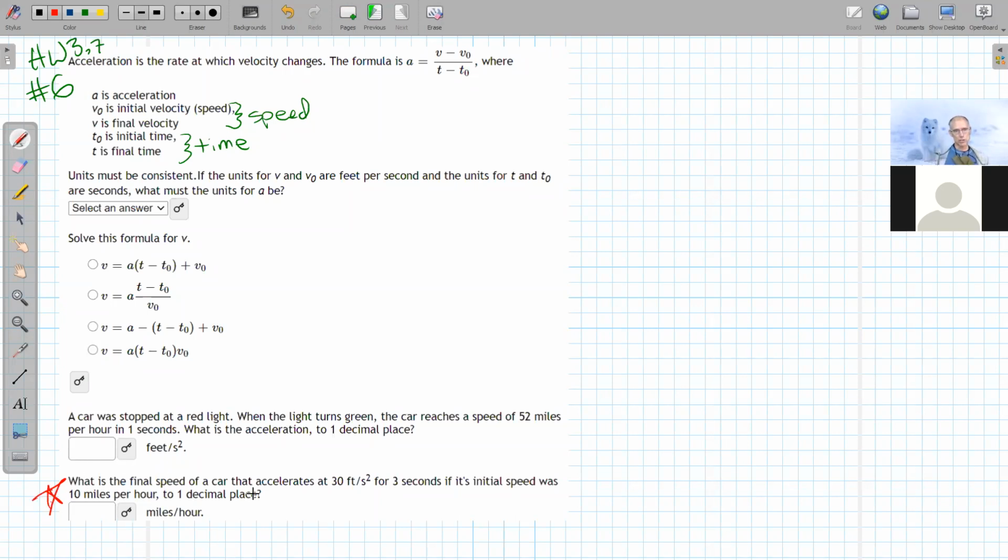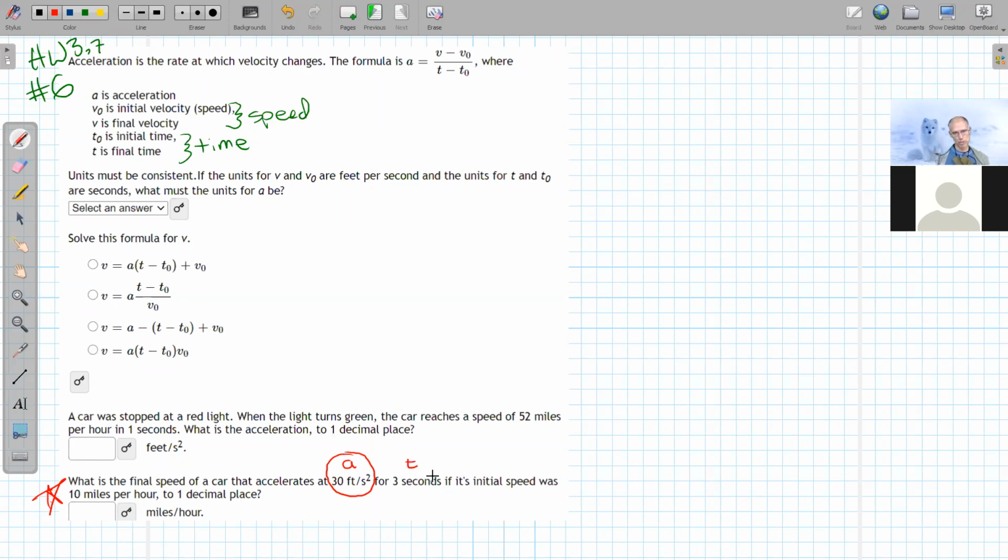And we are going to take a look at this last part down here. What is the final speed of a car that accelerates at 30 feet per second squared? So they're giving me an acceleration there. That's A. For 3 seconds. All right, so 3 seconds here is probably my T.